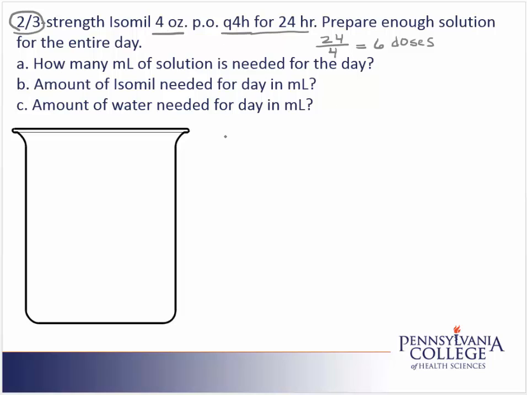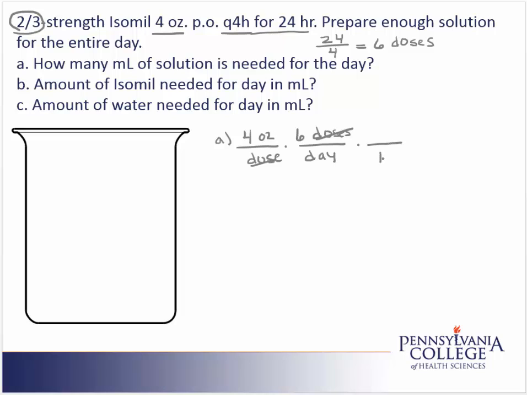So I know that I'm to be giving 4 ounces at a time. So I'm going to set it up by dimensional analysis, 4 ounces per dose. And then I'm giving 6 doses per day. So that would help me to figure out how many ounces in the course of a day. But I'm supposed to give my answer in milliliters. So I add another conversion.